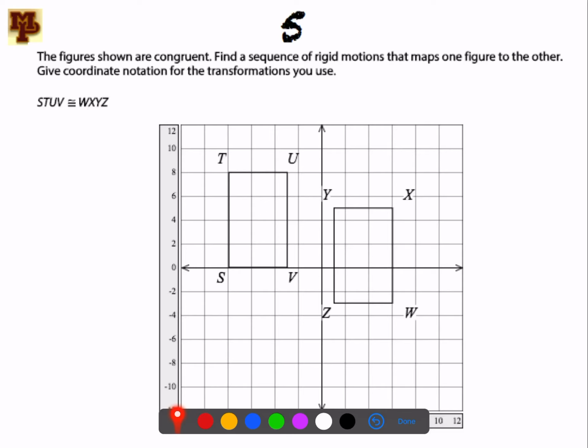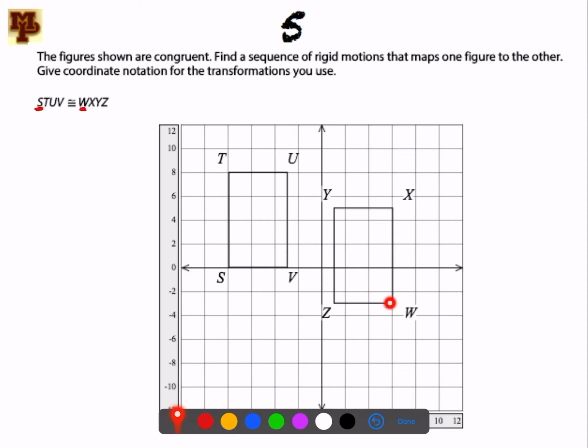So let's pay attention to this here, because this can get mixed up really easily. S needs to go on top of W. So I look here, S is over here, W is over here. They do not have the same orientation, because again, S is on the far left, W is on the far right. So I cannot just do a translation, because that would map S right on top of Z. But S needs to go on top of W.